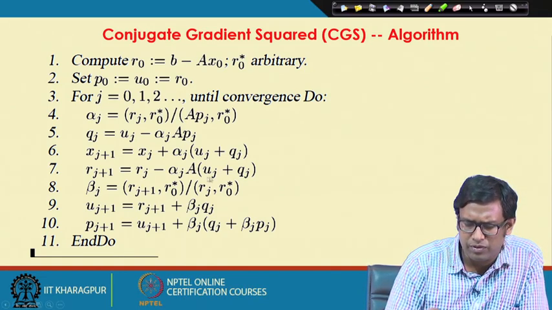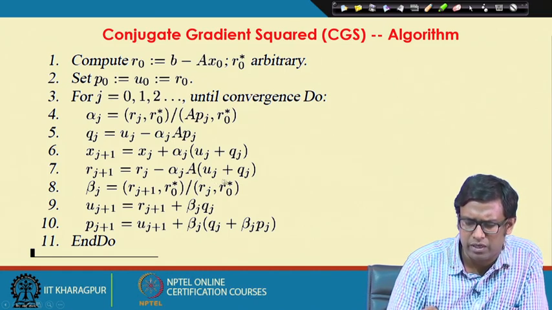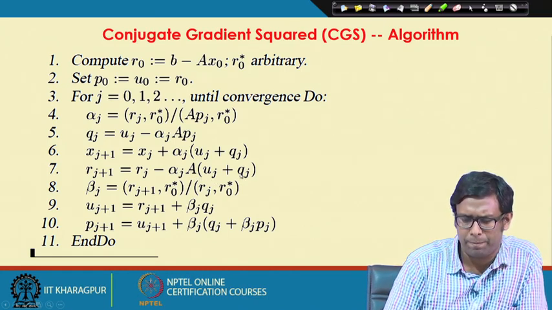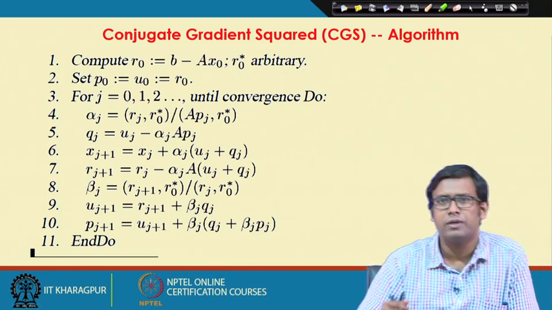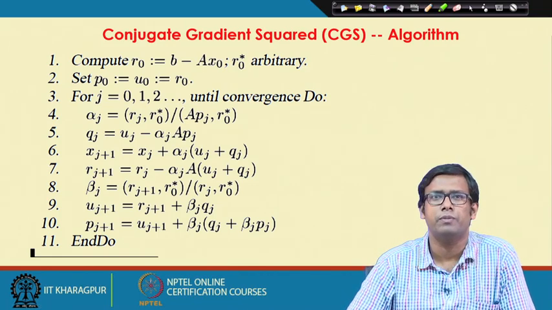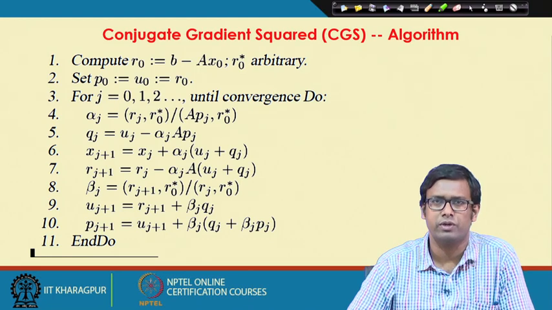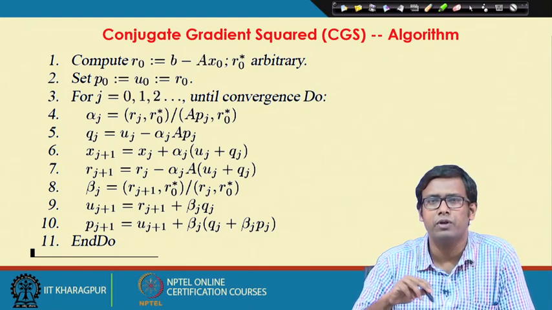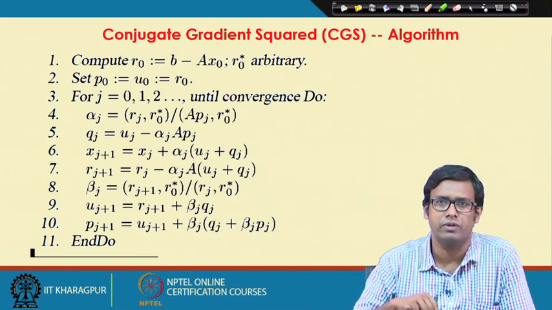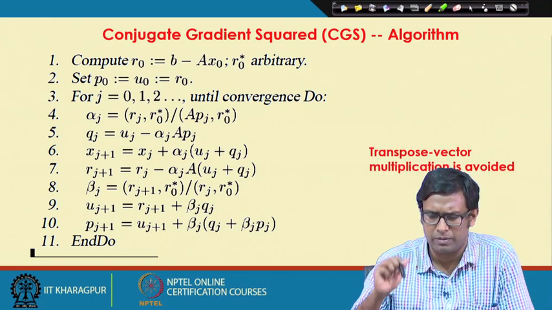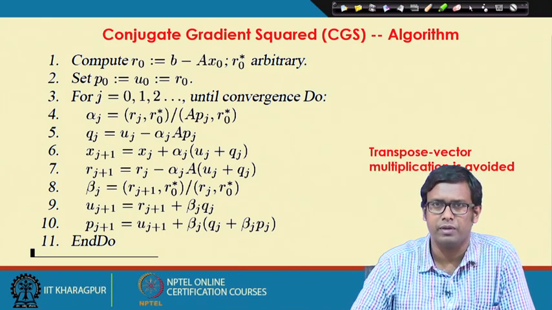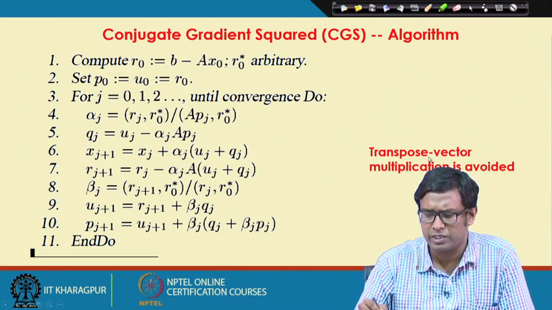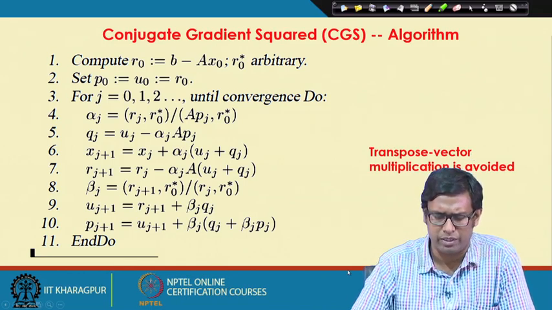And instead of using A transpose, we are using another matrix vector product A into u plus q j. So, the transpose matrix into vector product can be completely eliminated in the conjugate gradient squared method. And please note that we have used a polynomial based formulation, but never used the polynomial explicitly. That is the beauty of this method. Transpose matrix into vector multiplication is avoided.